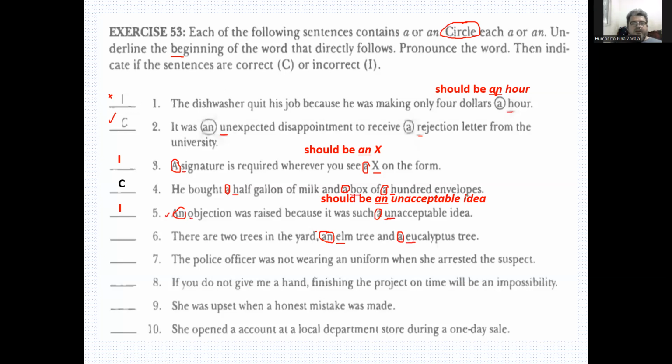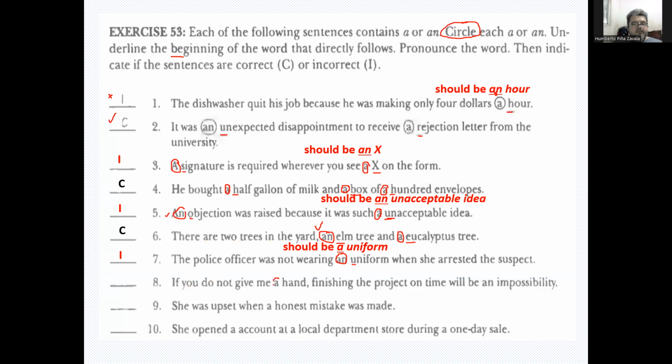Okay, so there are two trees in the yard. An elm tree, this is fine, and a eucalyptus tree, this is fine. The police officer was not wearing an uniform. Uniform starts with a consonant sound, so it should be a uniform, not an uniform.